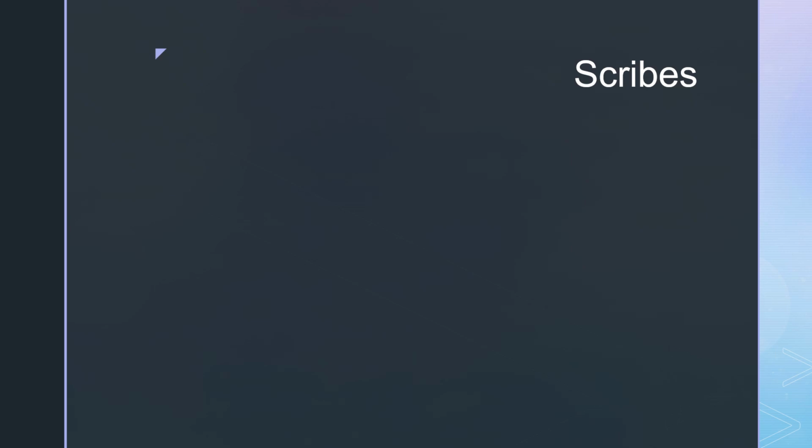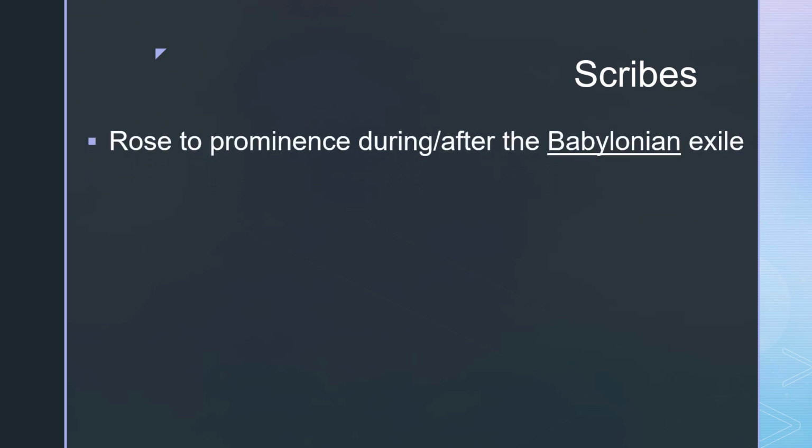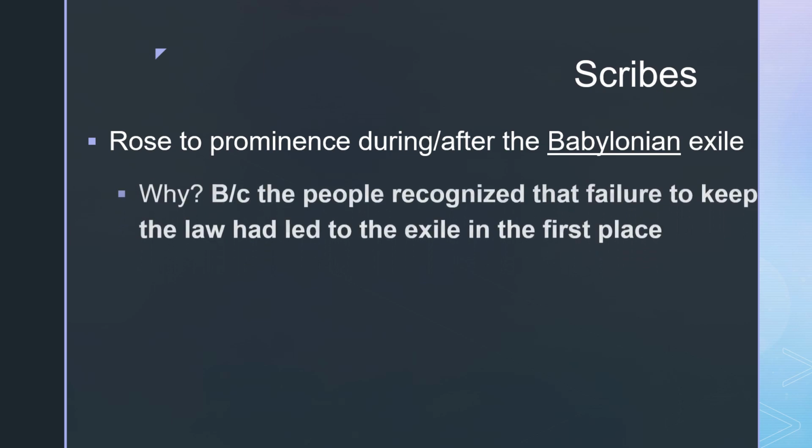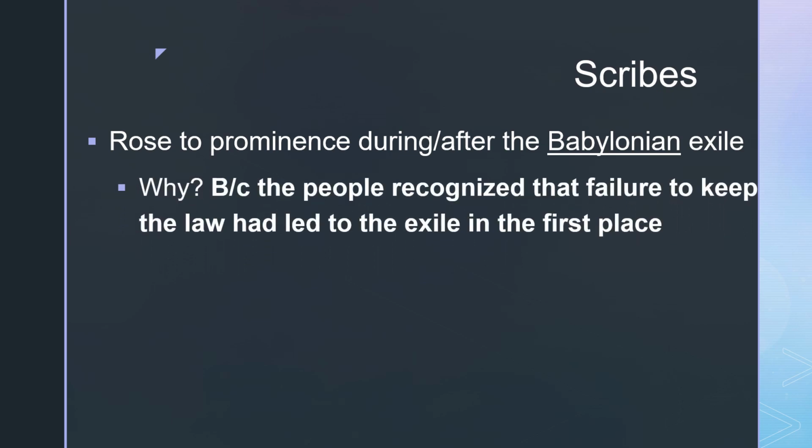Let's talk about the scribes. The scribes, as I mentioned before, kind of like the Bible teachers, really rose to prominence during and after the exile in Babylon. One of the most famous scribes is Ezra, the guy who wrote the book of Ezra. Why would this be the case, that the scribes really rose at this time? Well, it's really because the people in the exile started reflecting on why it was that they had lost out on the promised land. What had happened that caused them to face that punishment, that discipline from the Lord? And they concluded it's our failure to keep the law.